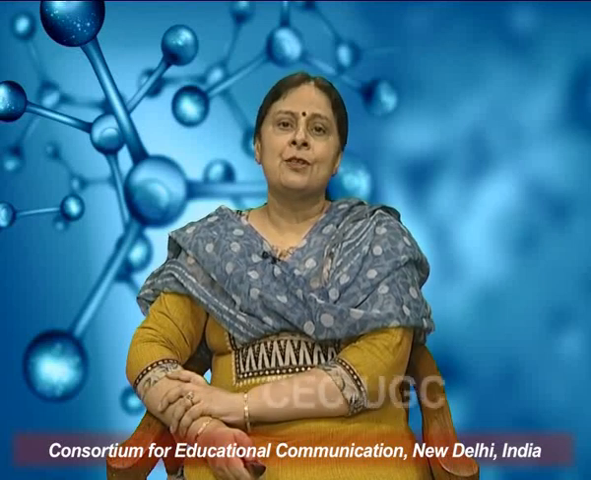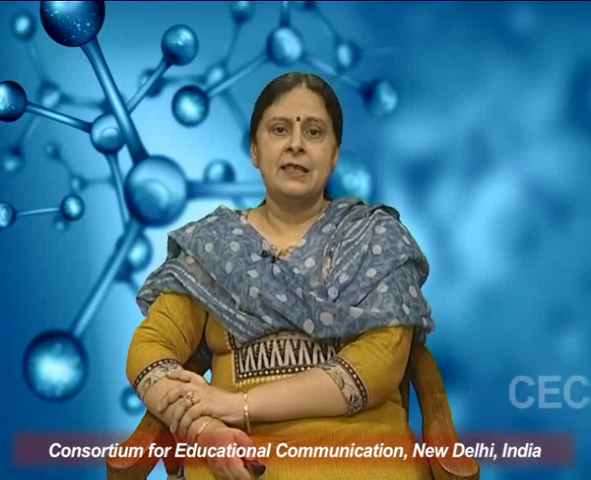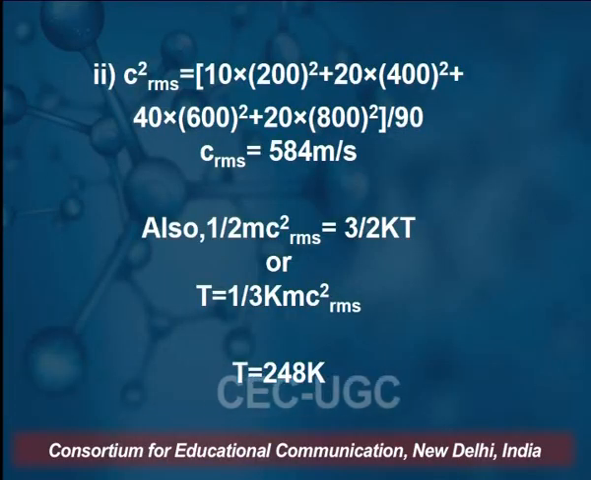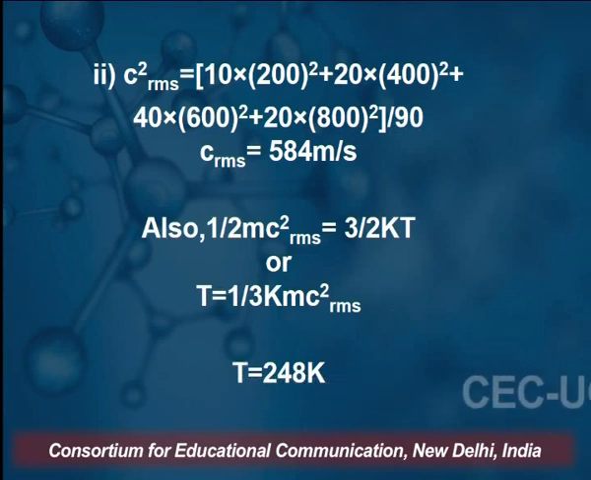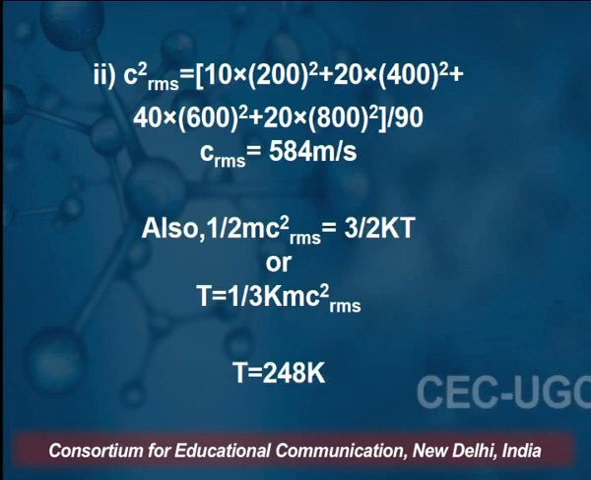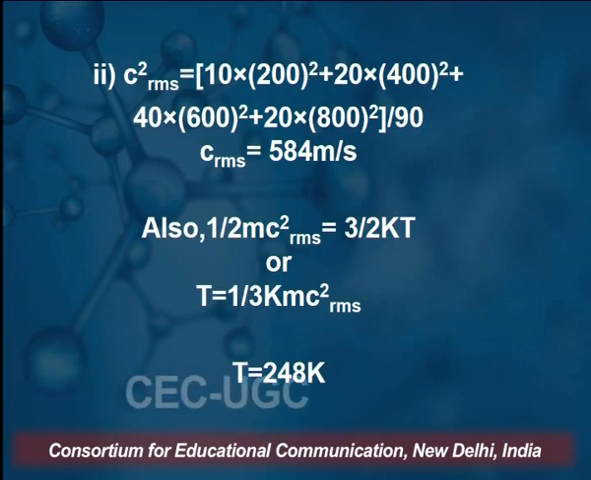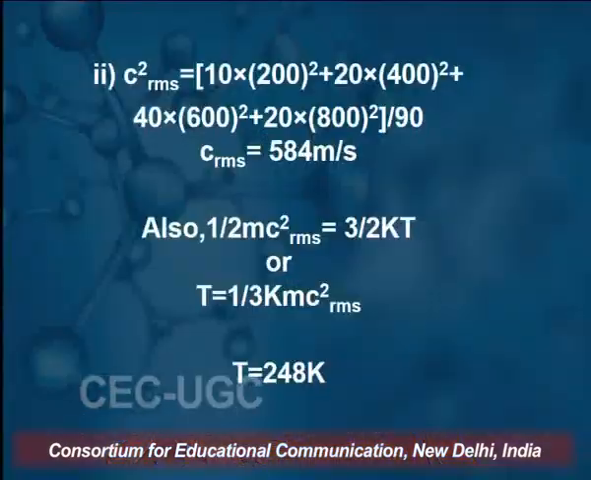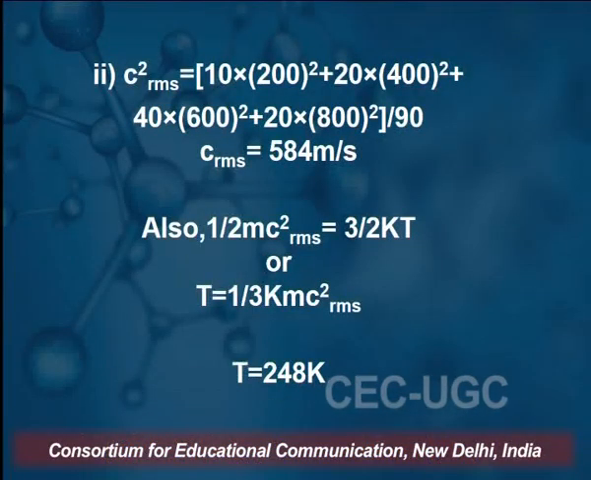Now let us move on to the second part. C RMS square is now again calculated, which is equal to 10 into 200 square plus 20 into 400 square plus 40 into 600 square plus 20 into 800 square divided by, not 100 now, divided by 90. So C RMS now becomes 584 meters per second. Again using the general expression, half m C RMS square is equal to 3 by 2 kT, we get the new temperature as 248 Kelvin.